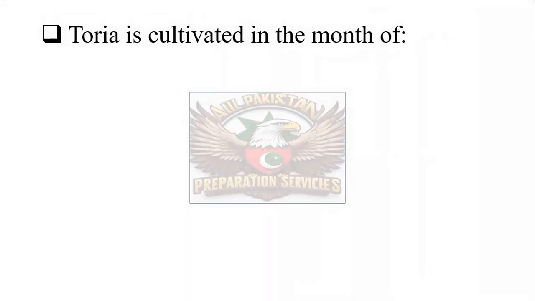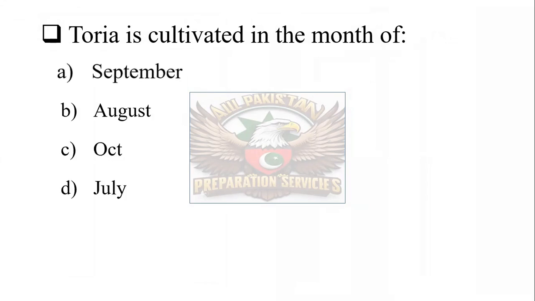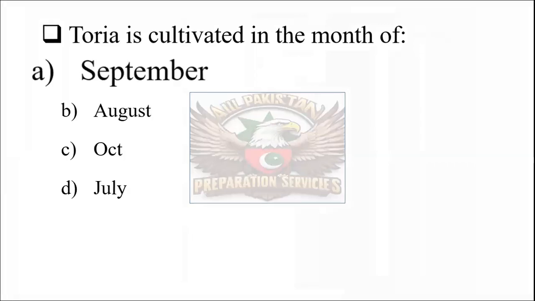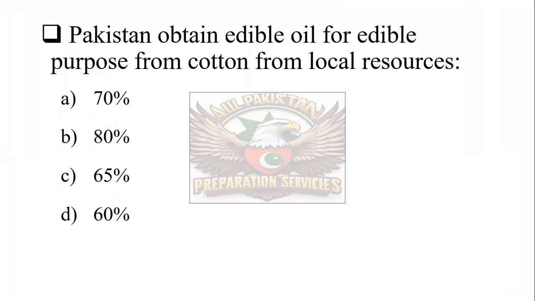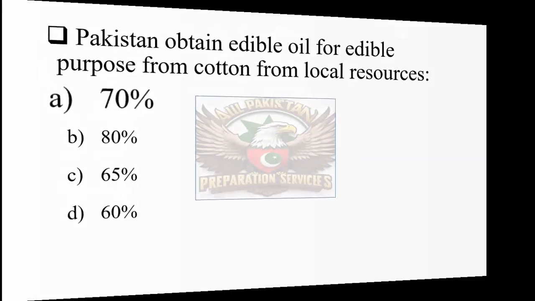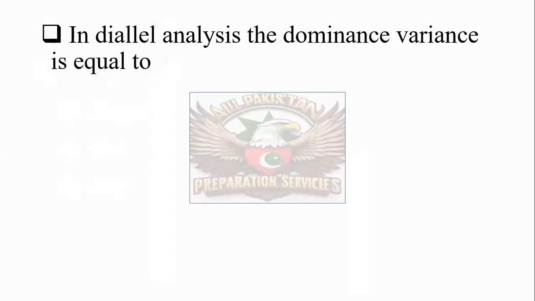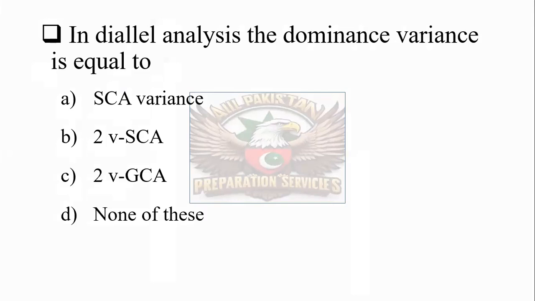Toria is cultivated in the month of September, August, October, or July? The correct one is September. Toria is cultivated in the month of September. Pakistan obtained edible oil for edible purpose from cotton from local resources: 70%, 80%, 65%, or 60%? The correct one is 70%. In diallel analysis, the dominance variance is equal to SCA variance, 2V minus SCA variance, 2V minus GCA variance, or none of these? The correct one is SCA variance.